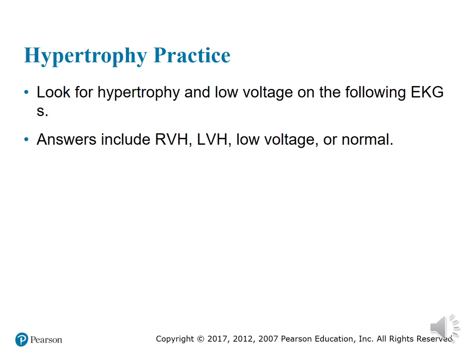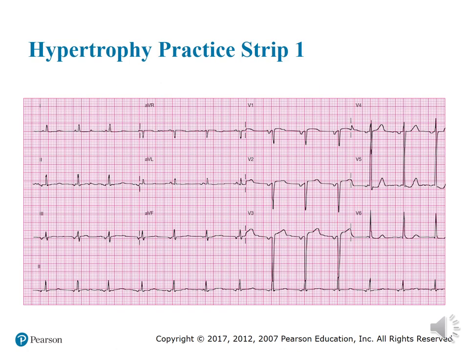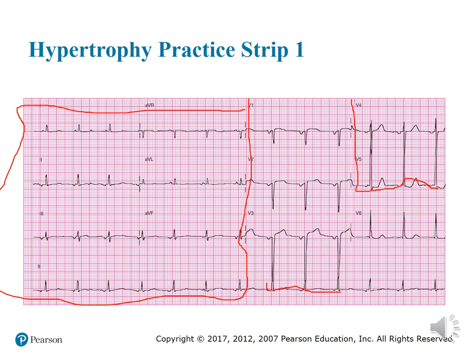Look for hypertrophy and low voltage on the following EKGs. Like we see here, we're not going to go through all these. You see everything on this side is low voltage. Low voltage. Alright, see some hypertrophy over here, because we see the deep S waves, they start to overlap. You can definitely see them here. They don't overlap as badly. Definitely the most prominent here.